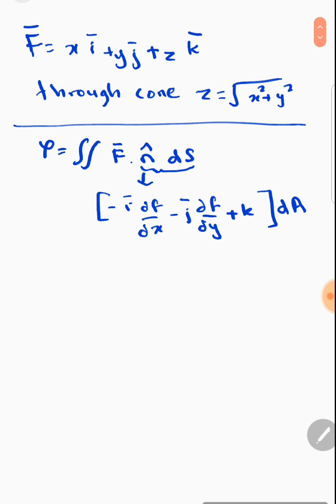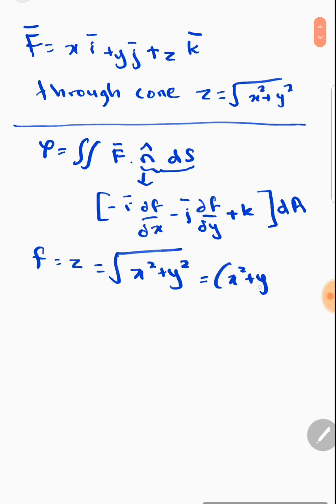Let's get started. First of all, the identification of my f. In this case, my f is given by z, which is already given as the square root of x squared plus y squared. I can express it as x squared plus y squared to the power of half. Then what do I need to find? I will need to find these two terms here.